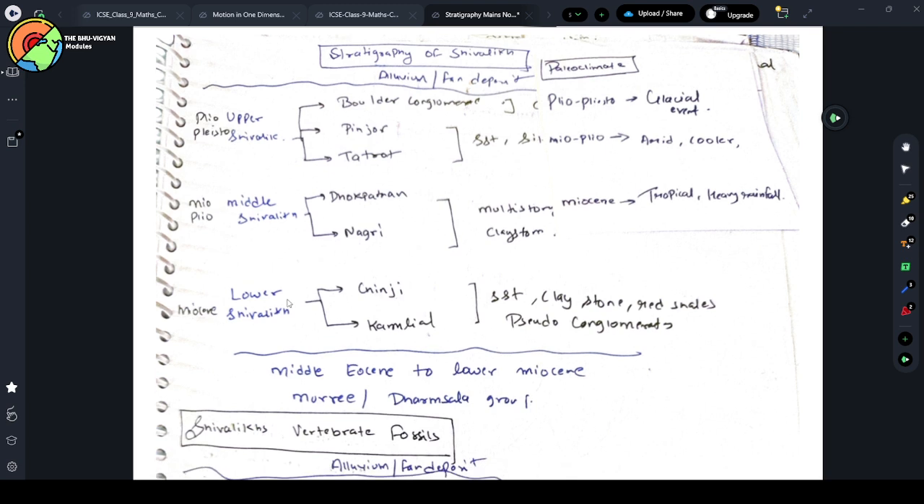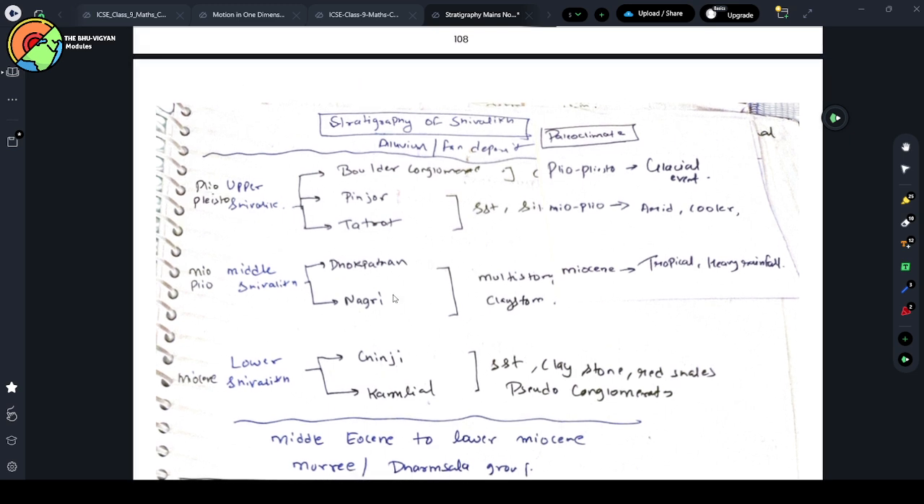So here we have already seen Kamlial and Chinji, and we have seen what the lithology of that is. Here Kamlial and Chinji basically contain sandstone, claystone, red shale, and pseudo conglomerate. About that, in Nagri and Dokpathan we have seen the multi-story sandstone is present, and the climate there in the Miocene in India was tropical, and heavy rainfall was there.